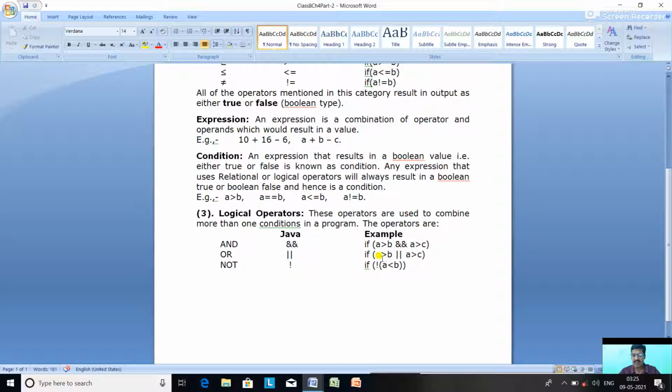What did I say? If the input is true, then the output will be false, and if the input is false, then the output will be true. Like, if not A less than B: if A is not less than B, then the output will be true. So these are the three logical operators.